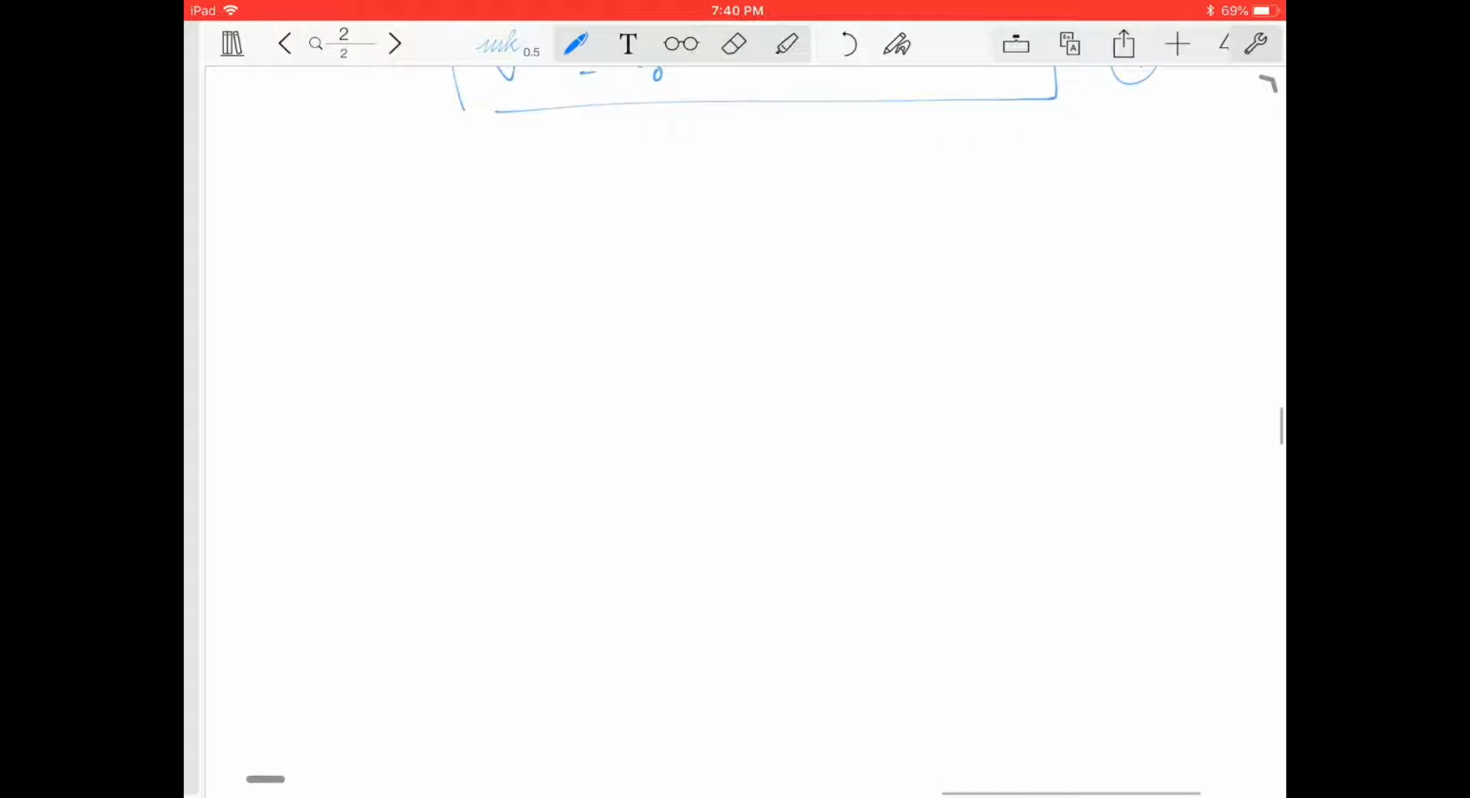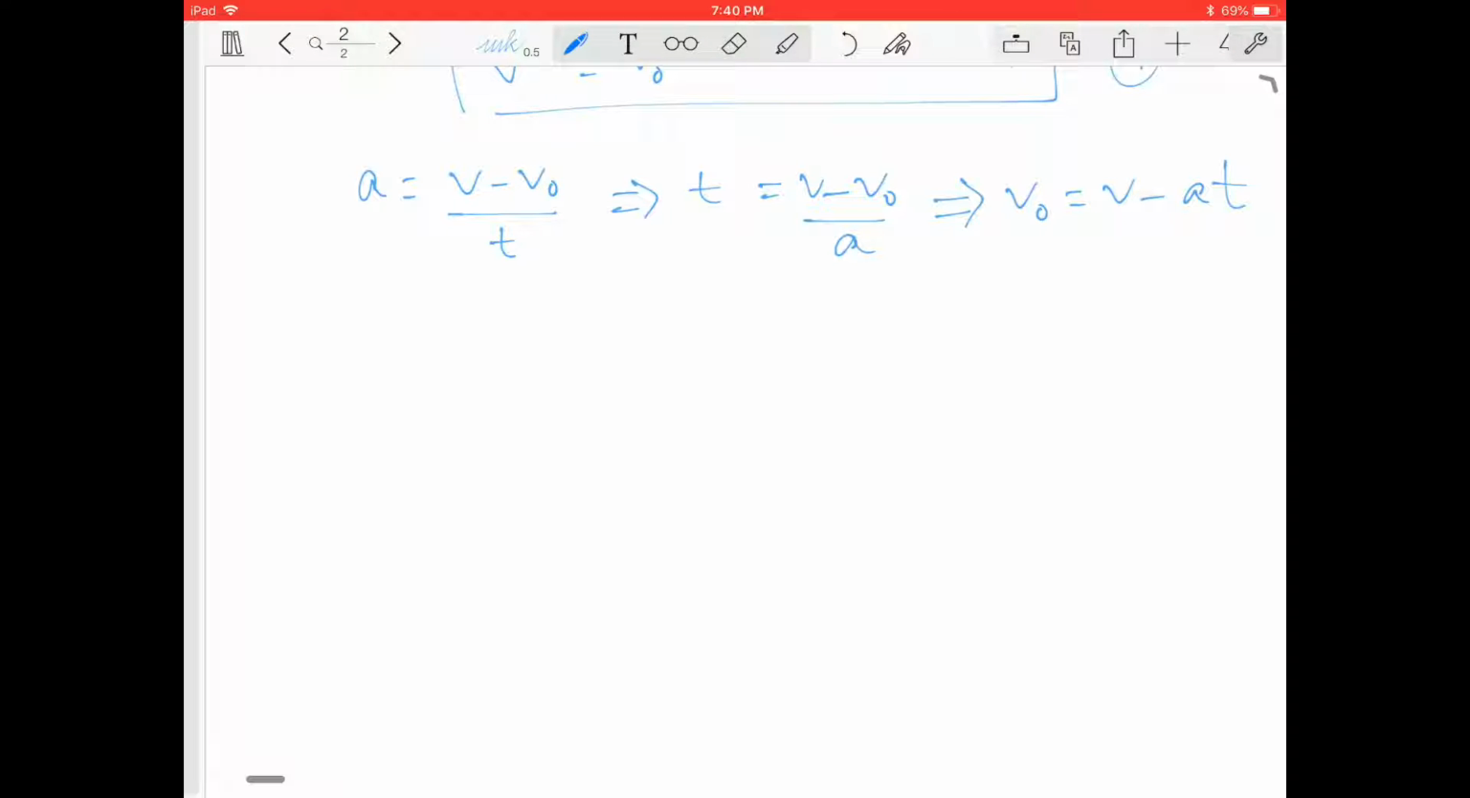So by definition, rewriting equation number 1, we get acceleration equals v minus v initial divided by time. When you rewrite that, time equals v minus v initial divided by a. Or rewriting equation number 1, we can also say v initial equals v minus at. Now if we substitute this a in equation number 3, x minus x initial equals v initial t plus 1/2 at squared.